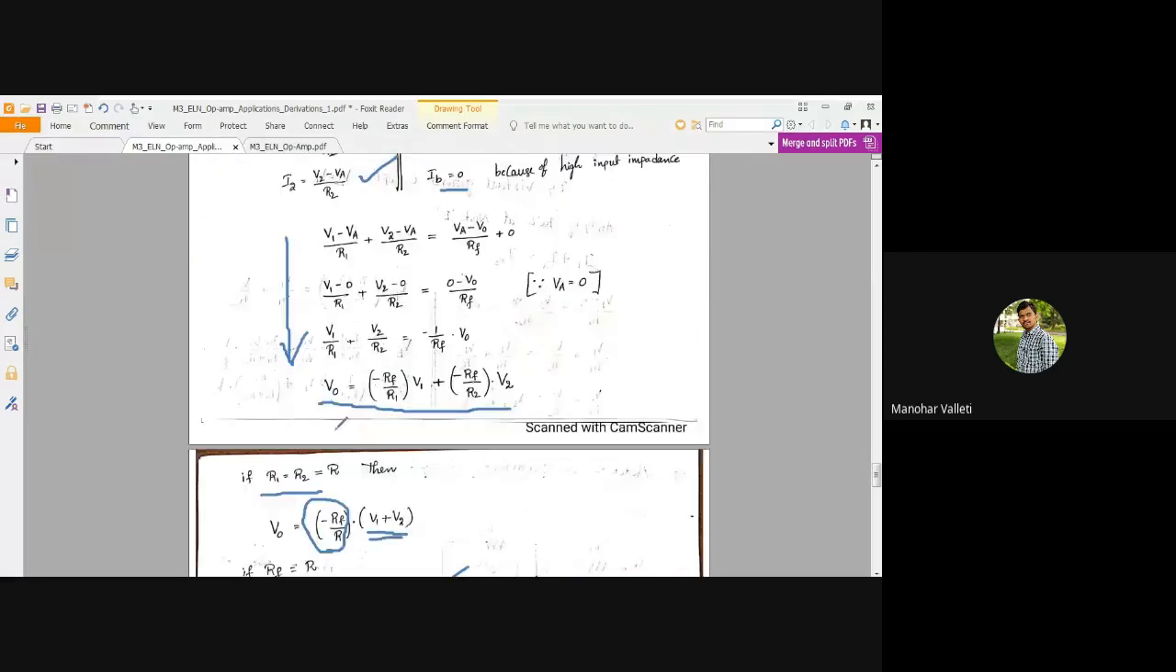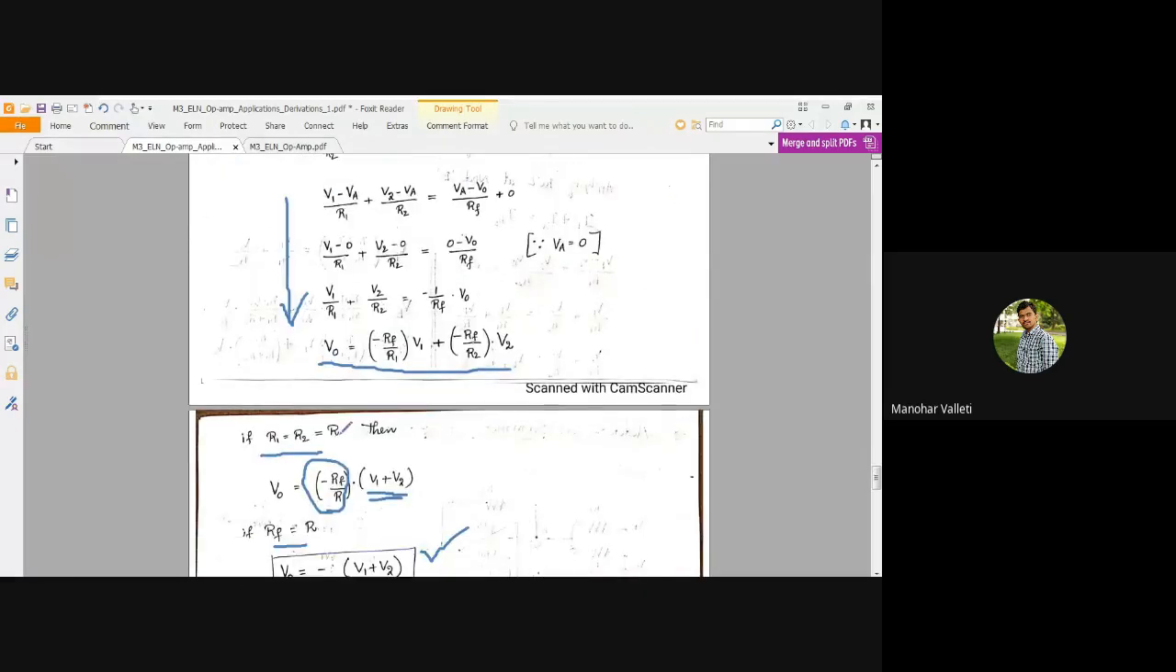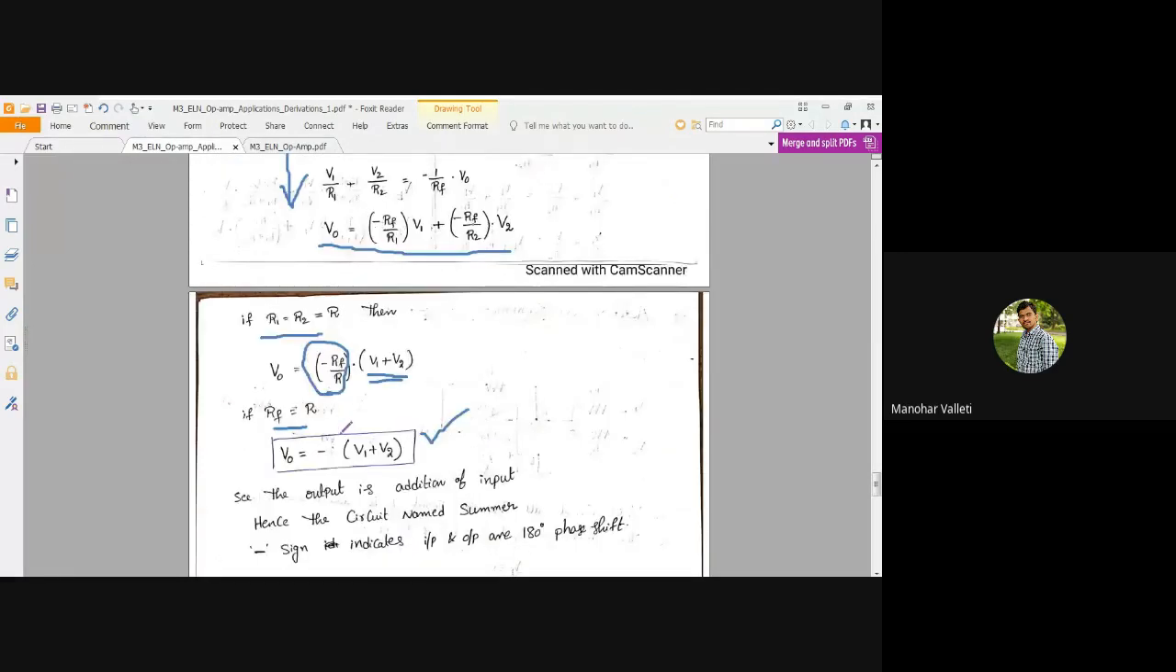That's why the circuit name is summer. And the inputs are applied at the inverting terminal. That's why it is an inverting summer. And inverting summer means the output has a negative sign, right? Meaning the input and output will have a 180 degree phase shift. This is about the inverting summer.